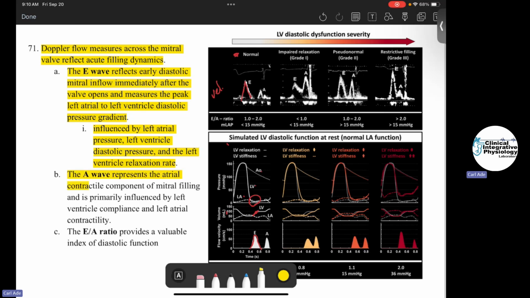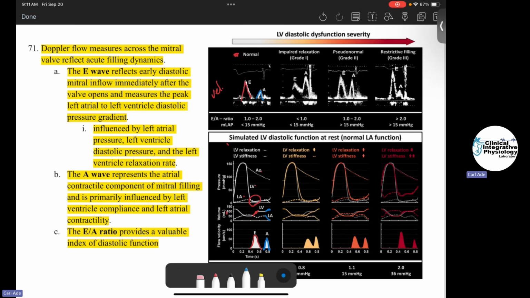There's also this little A wave. This is the component of atrial contraction, that little atrial kick that corresponds to our P wave. So we see this little A wave, and that gets this little kick here. That's associated with the left atrial contraction. Both of these provide information, and their ratio is really important to provide us information about diastolic dysfunction.